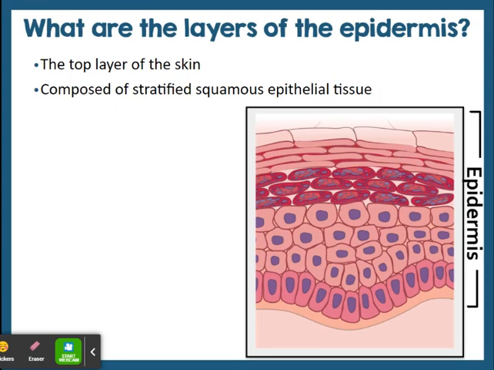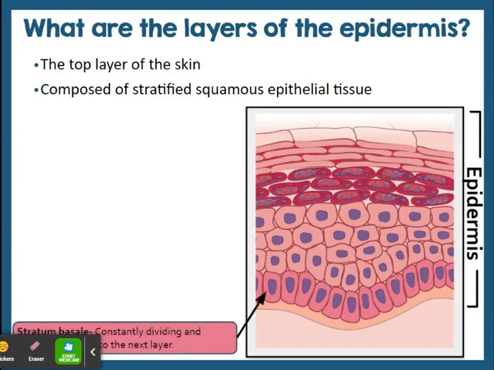As I mentioned a moment ago, the epidermis is the top layer of the skin, and it's composed of what we call stratified squamous epithelial tissue. The stratified just means that it has more than one layer. And squamous just means it's thin or flat. So the epidermis is composed of more than one layer of thin or flat cells that make up the epithelial tissue.